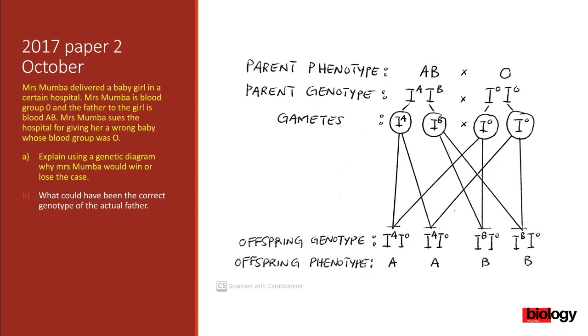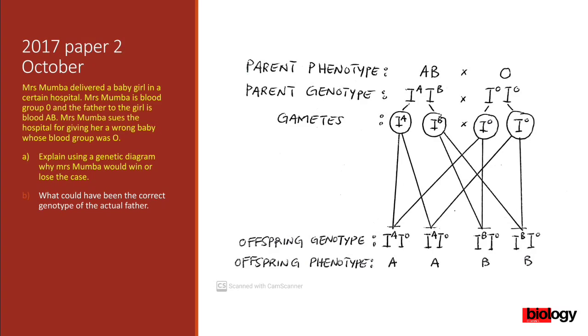Then offspring phenotype, we've got A, B, B. So what is our conclusion here? Mrs. Mumba would win the case, because if you look at the possibilities or the results of this crossing, there is no offspring that has got blood group O. So Mrs. Mumba was right. She has the right to sue the hospital because the hospital gave her the wrong baby, because it's not possible for her to have a child who is blood group O if her husband is blood group AB, because A and B are dominant over O.